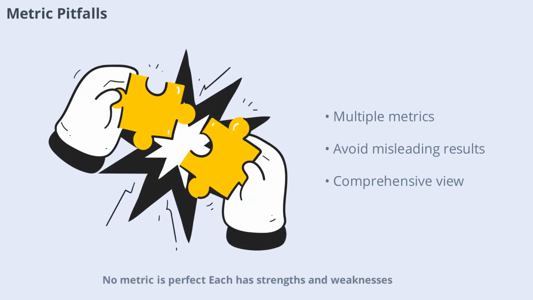No metric is perfect. Each has strengths and weaknesses, and relying on a single metric can be misleading. For example, high accuracy in an imbalanced dataset may hide poor performance on minority classes. Always use multiple metrics to get a comprehensive view of model performance. This approach helps uncover hidden issues and ensures more reliable results.